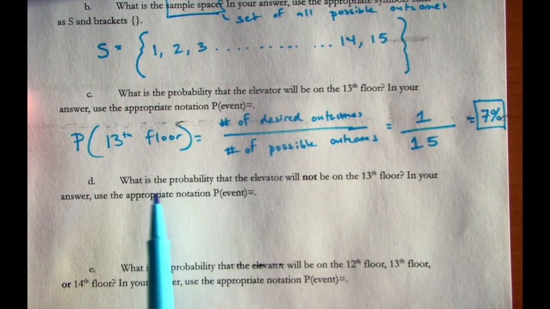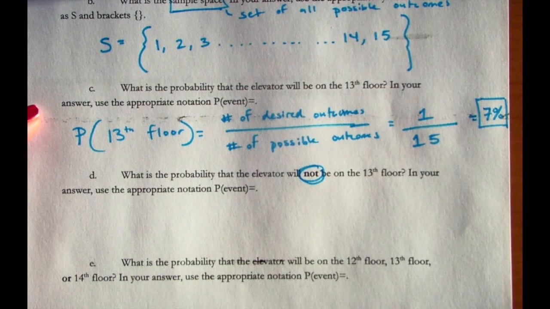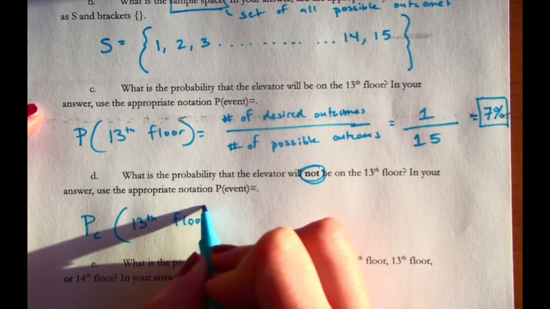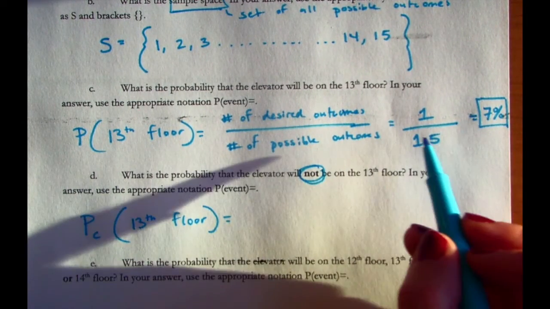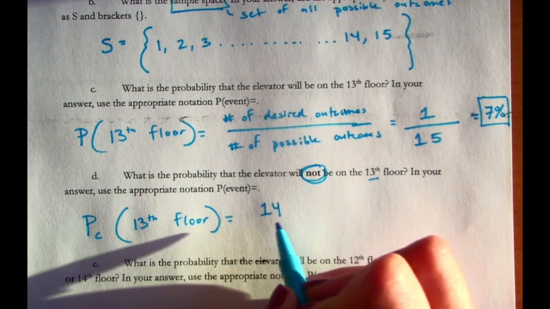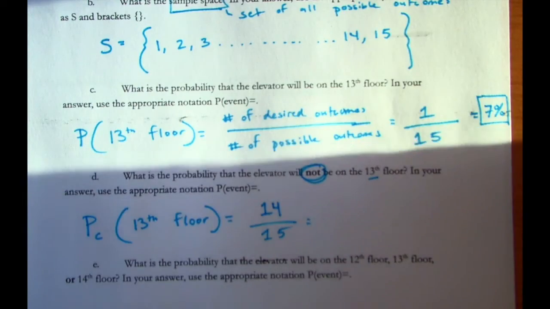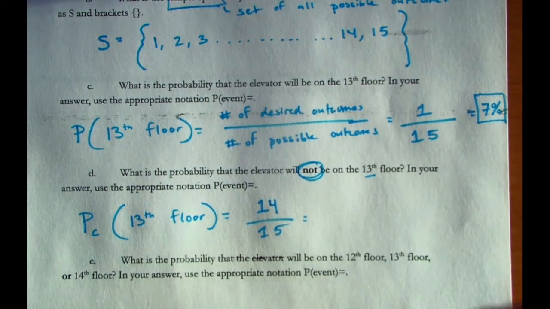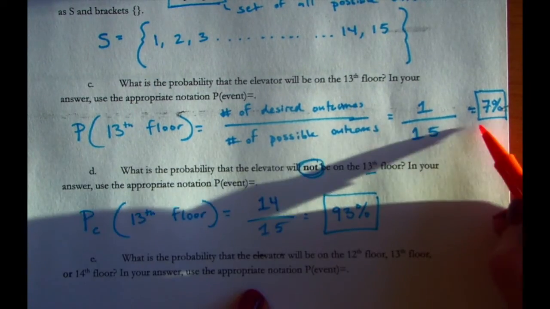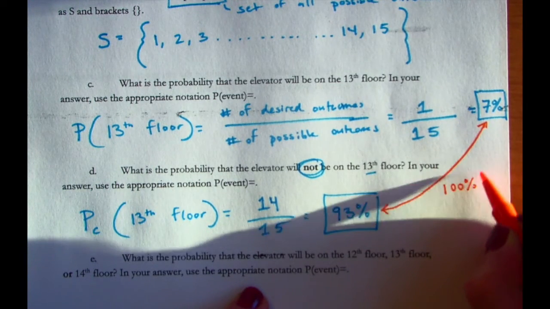What is the probability that the elevator will not be on the 13th floor? In your answer, use the appropriate notation. So because I'm looking for the probability of something not happening, I'm looking for a complementary probability. What's the probability the elevator is not on the 13th floor? In this case, there's 14 possible floors that the elevator could be on that are not my desired outcome, that are not the 13th floor, out of 15 possible floors the elevator could be on. If I divide that 14 over 15, I'm going to get about 93%. That should not be a surprise because these two probabilities, the probability that it will be on the 13th floor and the probability it will not be on the 13th floor, should add up to 100% because they're complementary probabilities.